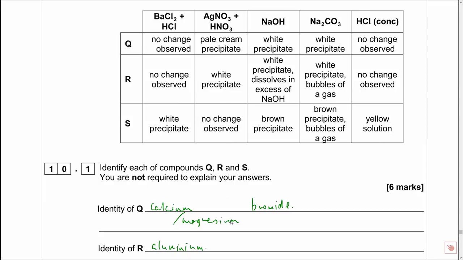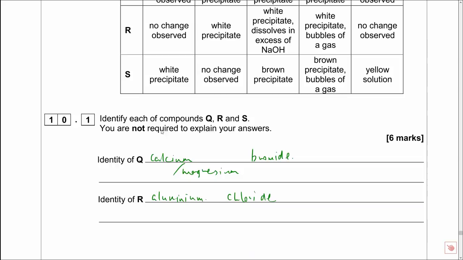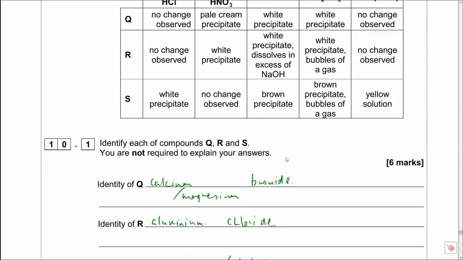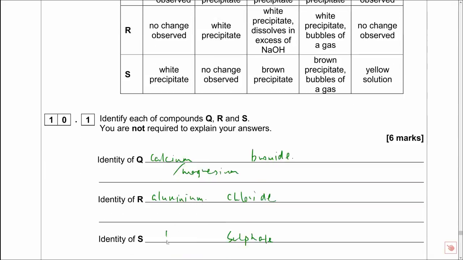White precipitate, so it's got to be chloride, aluminium from this bit here. S, white precipitate here, so I'm assuming we've got a sulfate involved, so we'll put that down. I'm a pH man, not an F, but there we go. Brown precipitate with sodium hydroxide, so we would imagine there's iron three ions, and that's back to the whole idea of the inorganic aqueous ions and all that. So iron three sulfate. 6 marks, unbelievable.